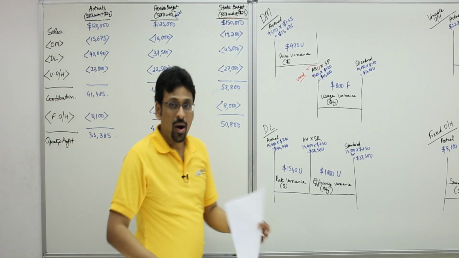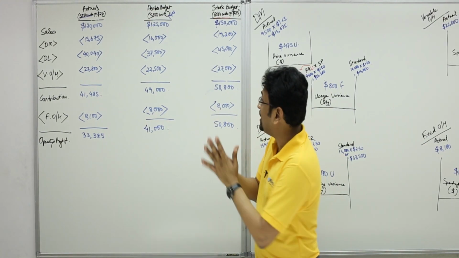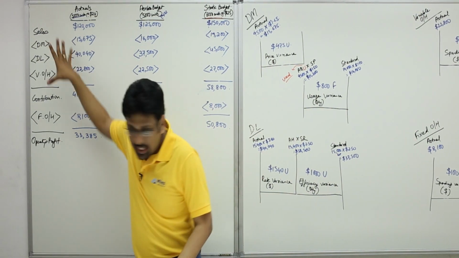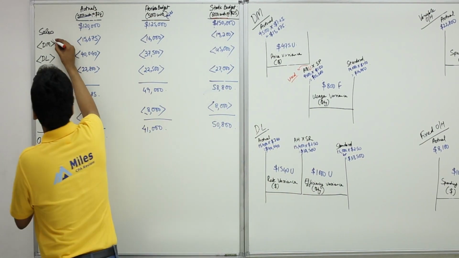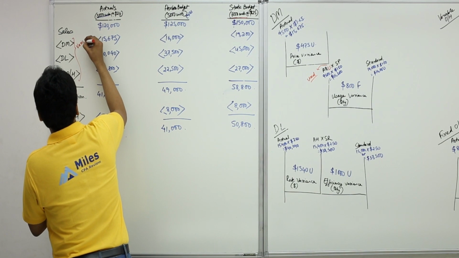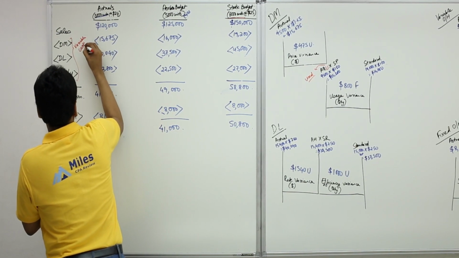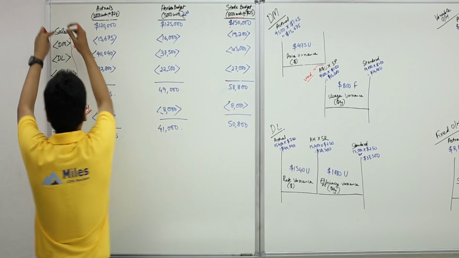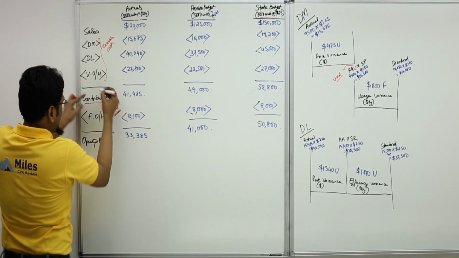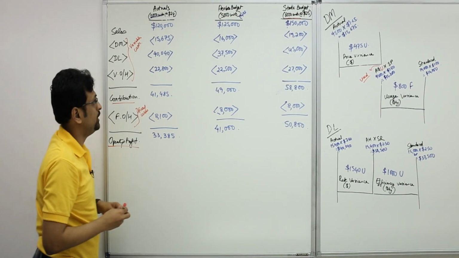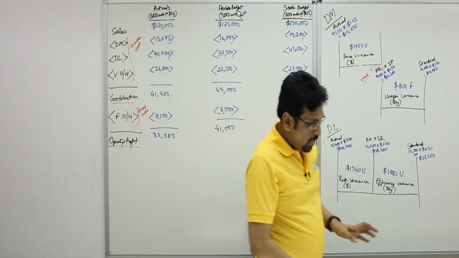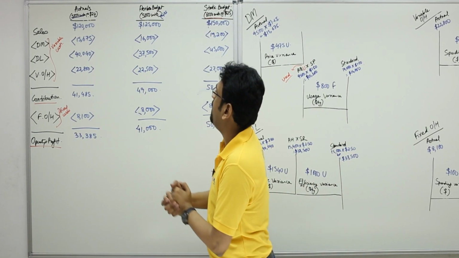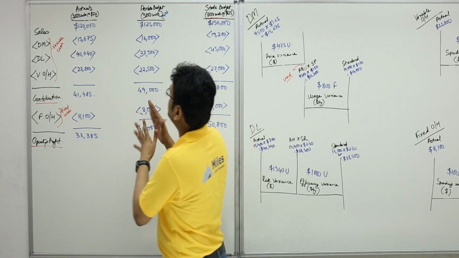So guys, now I'm sure you're able to understand and appreciate the concept of flexible budgeting. And the way we do that is by separating the variable cost from the fixed cost. So all these are variable costs. This is fixed cost. So sales less variable cost gives us contribution, less fixed cost, operating profit. Now, let's first compare our actuals to the flexible budget.